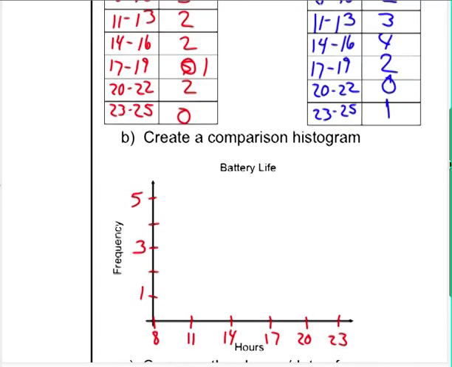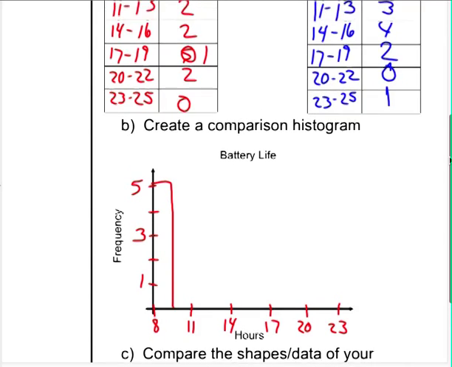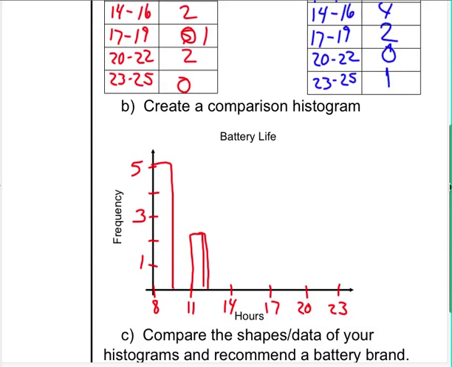So my first bar from 8 to 10 went up to 5. And then from 11 to 13, I went up to 2. Actually, I might want to make that one. And it's really important to keep the bars the same width, because otherwise the skinny bars will look like they have less data than the fatter bars. 17 to 19, I had 1. 20 to 22, I had 2. And then I have no bar for 23 to 25 for my brand 1.